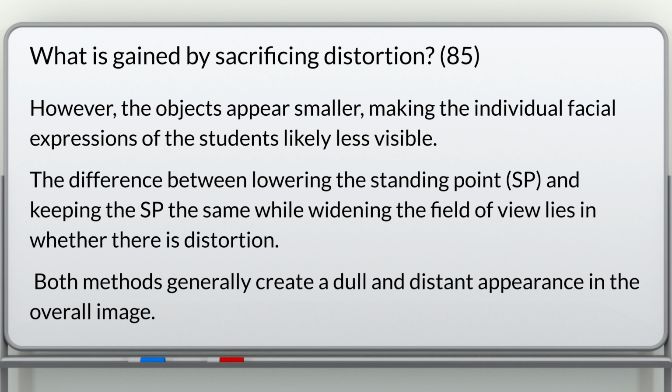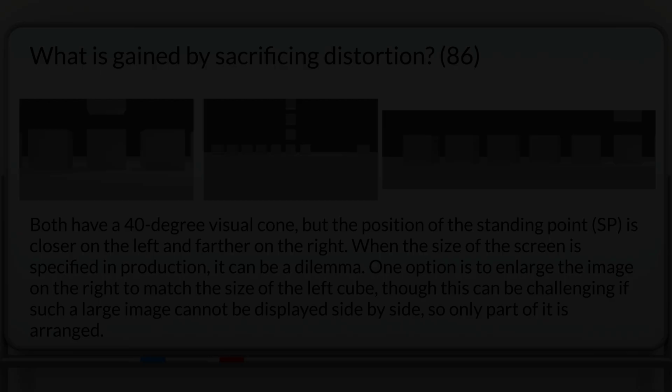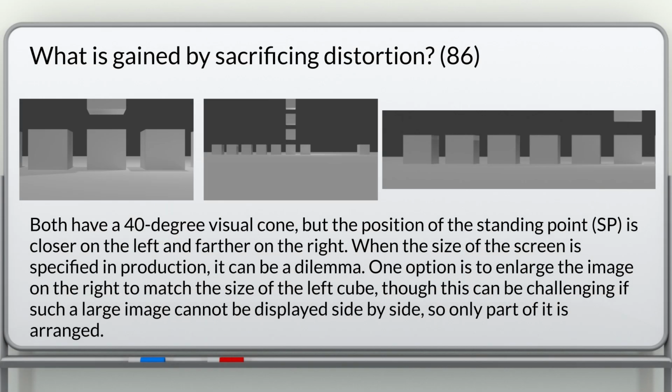The difference between lowering the standing point and keeping the SP the same while widening the field of view lies in whether there is distortion. Both methods generally create a dull and distant appearance in the overall image. Both have a 40-degree visual cone, but the position of the standing point is closer on the left and farther on the right. When the size of the screen is specified in production, it can be a dilemma.